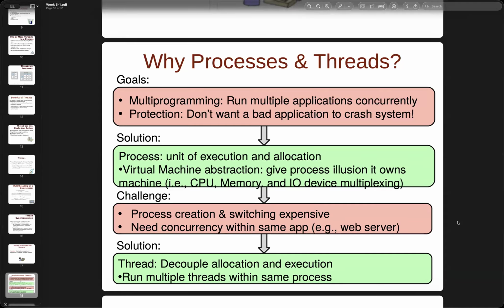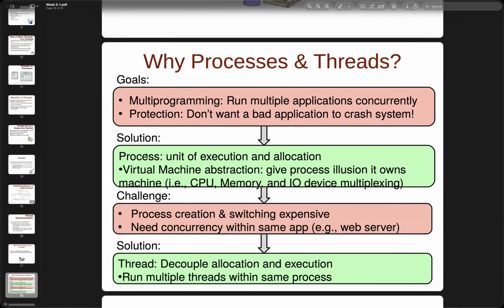Okay, decouple allocation and execution. How can we run multiple threads within the same process? That is the idea. So what was our goal? Then we try to give a solution, but it causes a problem. This solution is not yet good enough because we're looking at the virtual machine abstraction. We still have some certain challenges. How about we break it down? It's really similar to the first one, so we just break it down.